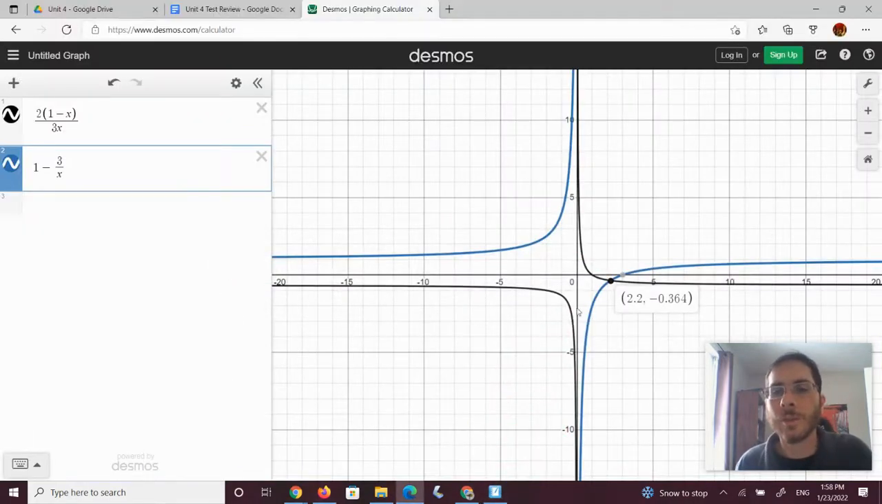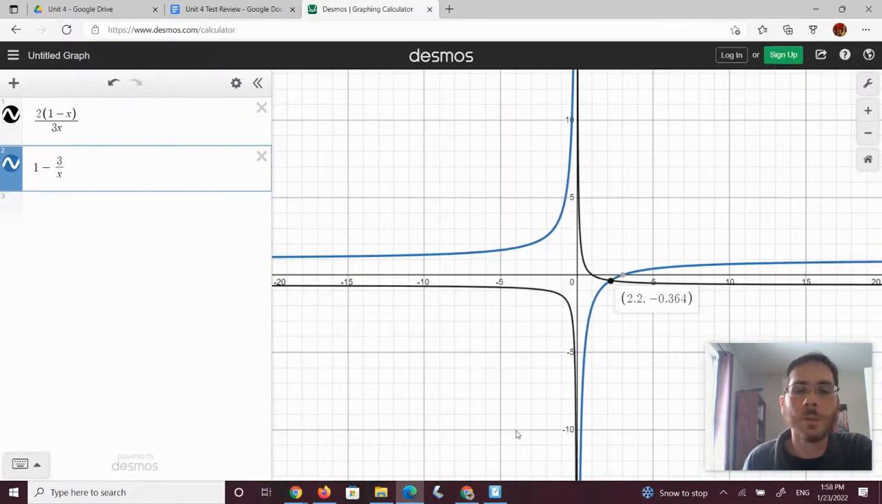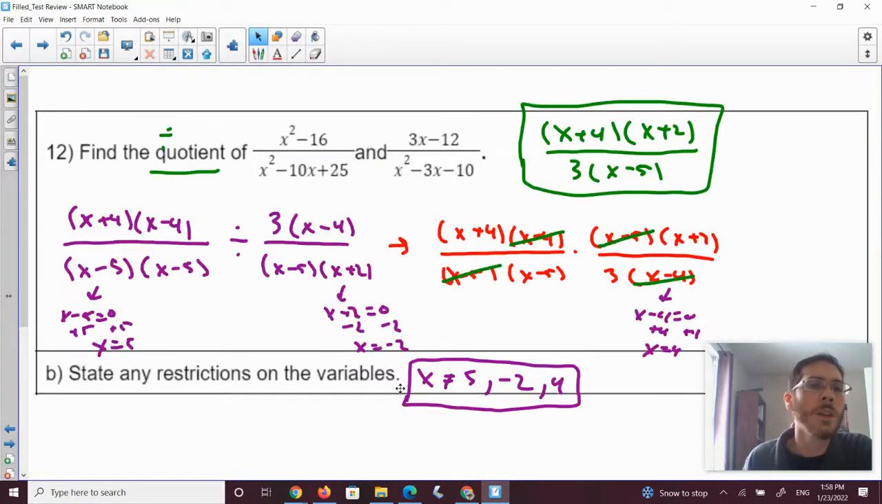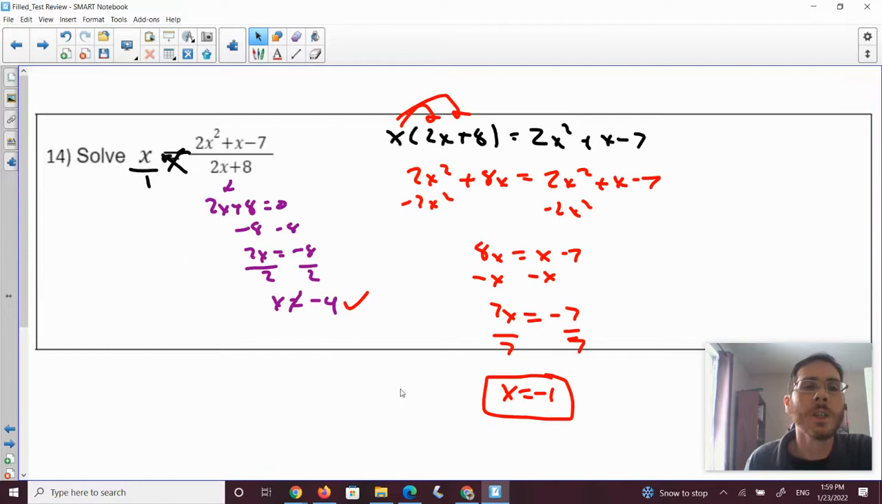The other cool thing about this one is you can see the vertical asymptote at 0. And again, that was our one value that we said we weren't allowed to have. So it does show up on the graph too, which is pretty cool. Oops, that's the next one. Find the quotient. Again, not too much you can do there. You could plug in the initial division and then your answer, but again, that seems like a lot of work. Find the slope, not much you can do there.